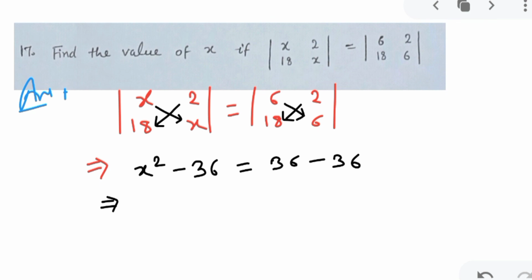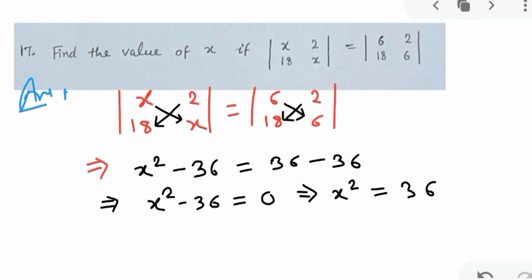So if you simplify, the left side is x square minus 36, the right side is 36 minus 36. So 36 minus 36 is 0. Okay. In this way, I will get x square as 0 plus 36. 0 plus 36 means 36. Correct. And in this way, x is equal to, I will take the square root. So the square root will give 2 values. The square root of 36 is 6. So in this way I will get the x value as plus minus 6. This will be our answer.